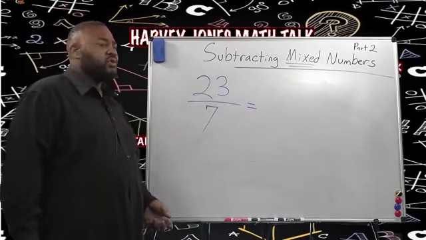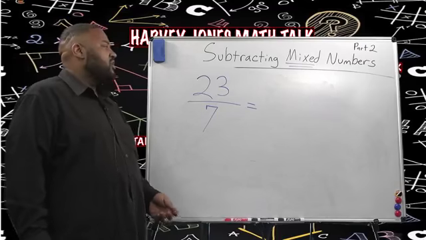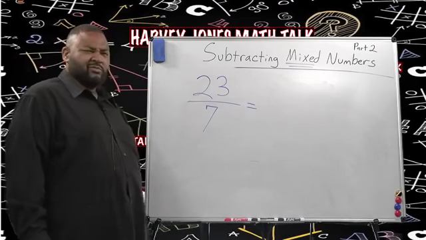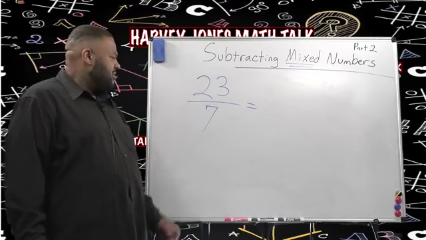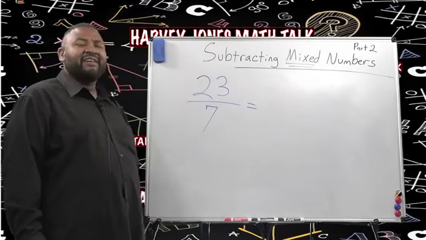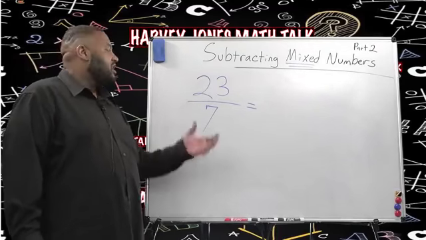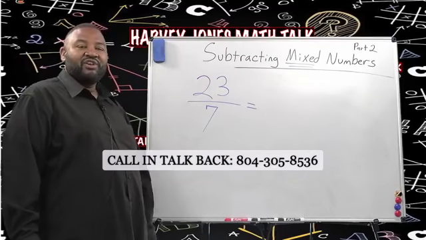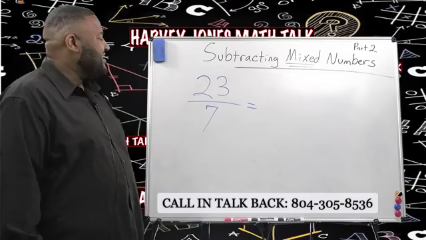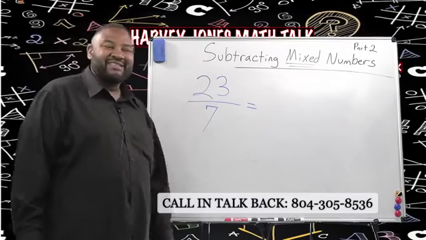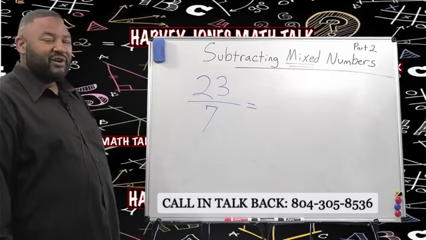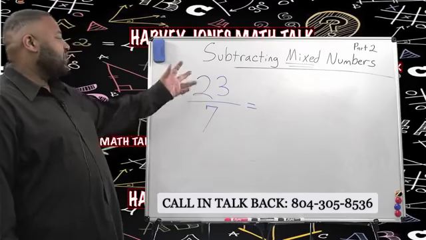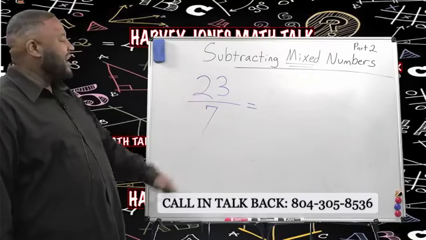Write this on your paper or your notes. 23 divided by 7. Your improper fraction is the same thing as division. Your improper fraction is the same as division.